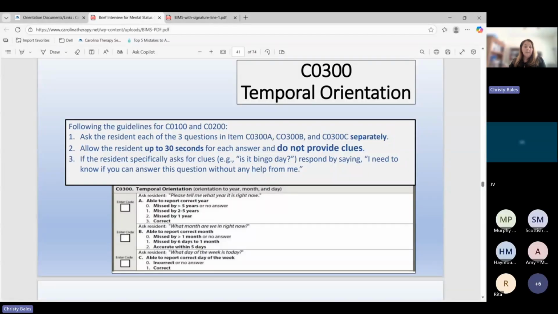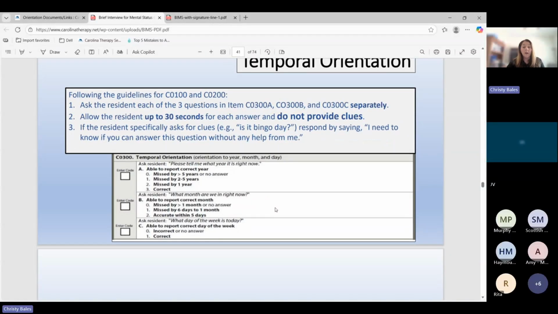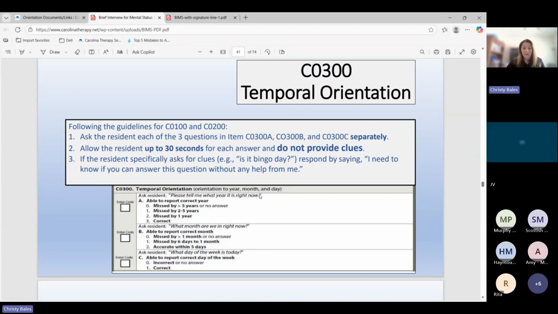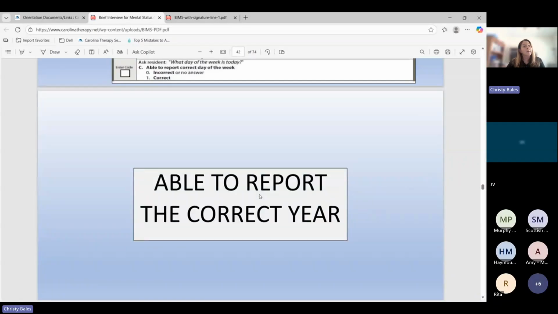If the resident specifically asks for clues, like is it bingo day, respond by saying, I need to know if you can answer this question without any help from me. So we're supposed to give them time and no clues, and then we sit and stare at them for 30 seconds. Just warning you guys that I don't know that everybody's doing that amount of time. I think we do just move on fairly quickly. Including myself, it gets a little boring.